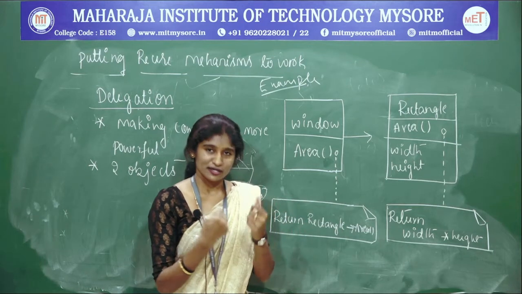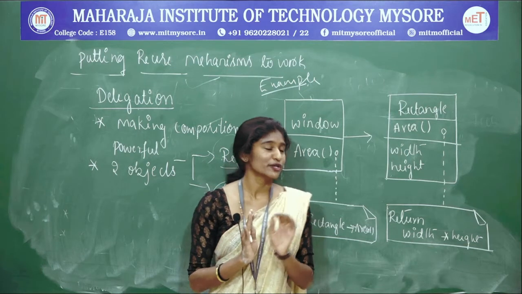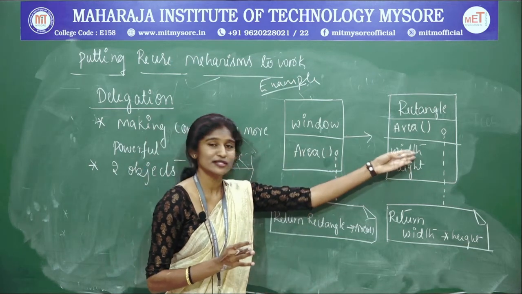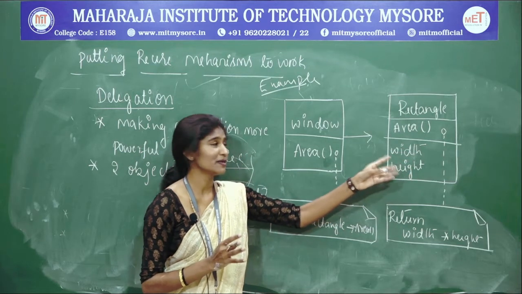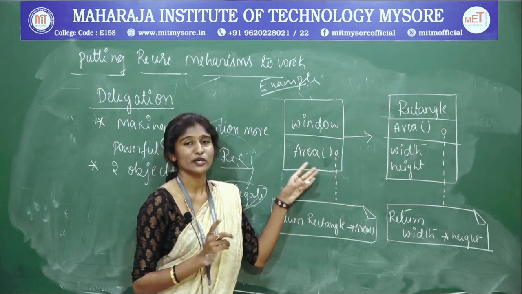So delegation is going to receive data, and it is not actually going to perform any activity. See here, it is not going to have any details. The width and the height, all the data variable information, is present in the rectangle class. It's not present in the window class.